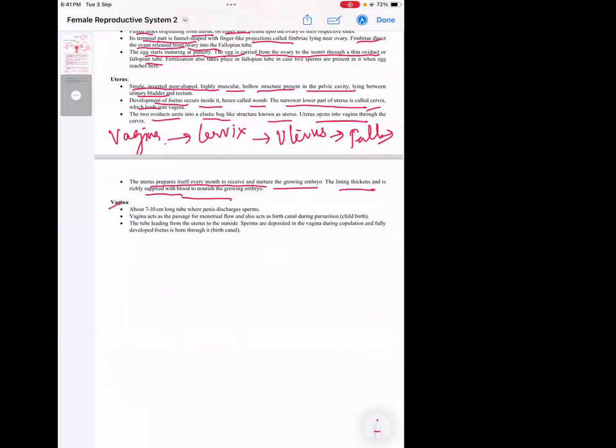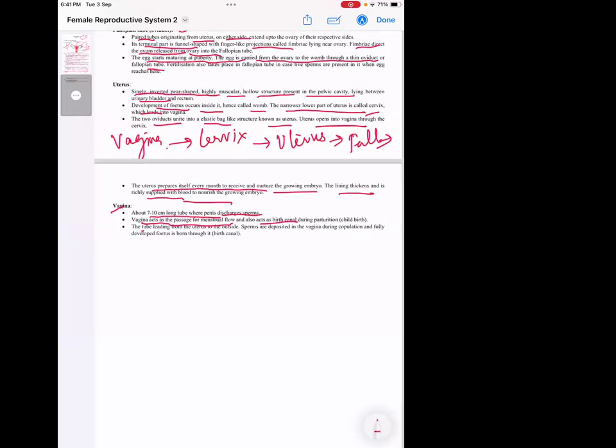And then at last, the vagina. It is about 7 to 10 centimeters long, where the penis discharges sperms. The vagina acts as a passage for menstrual flow. So through this vagina also the blood will be coming out. And through this vagina only, the babies will also be coming out of the body of the female. The tube leading from the uterus to the outside. The sperms are deposited into the vagina during copulation and the fully developed fetus is born through the birth canal.